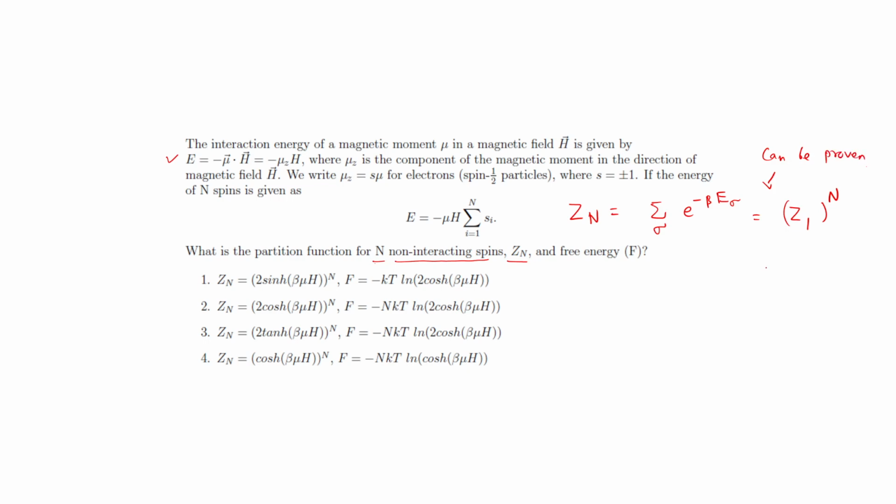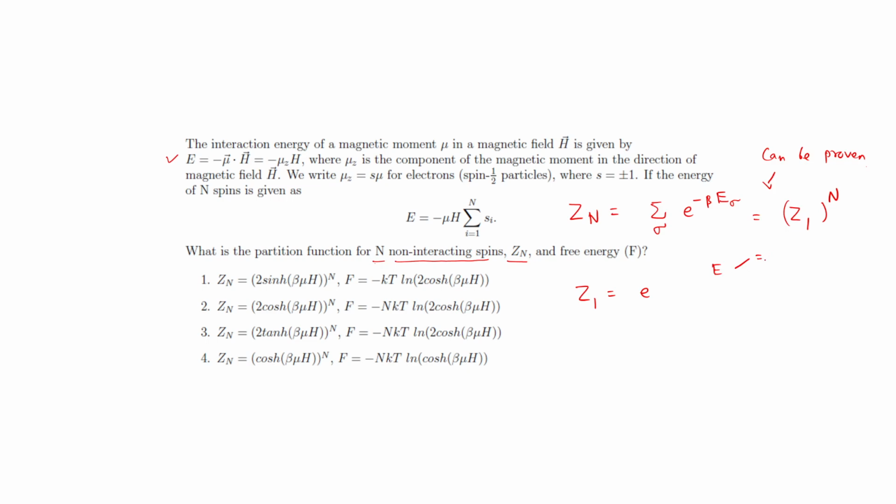Okay. Now all we have to do is to look for what is the partition function for the one particle system. So the partition function for a single particle will be given by, it is now easy. For a single particle the energy can take only two values: mu_z h and minus mu_z h.